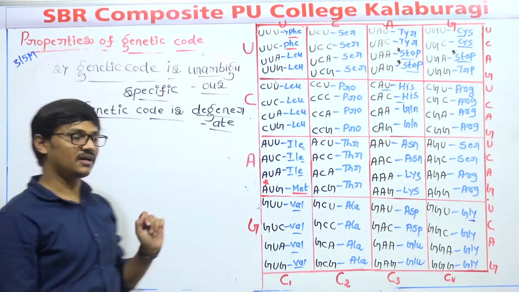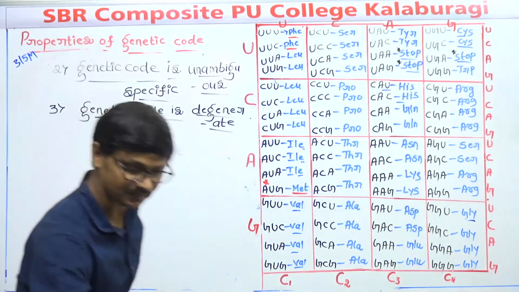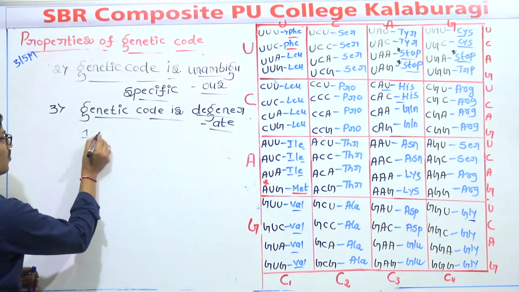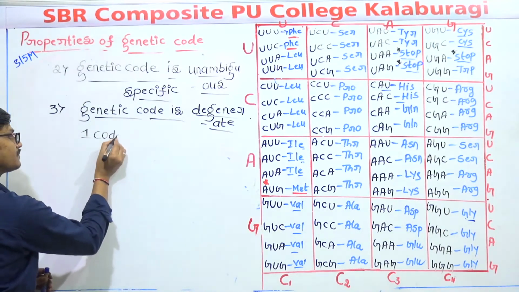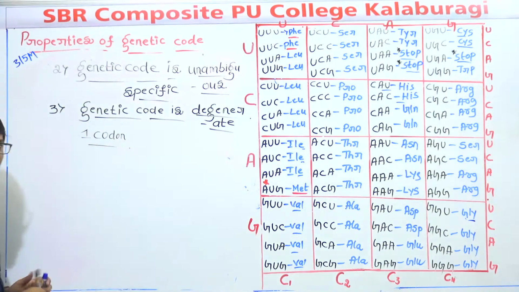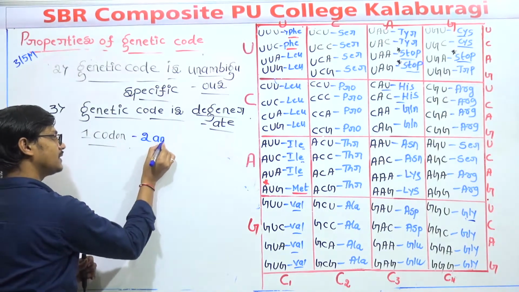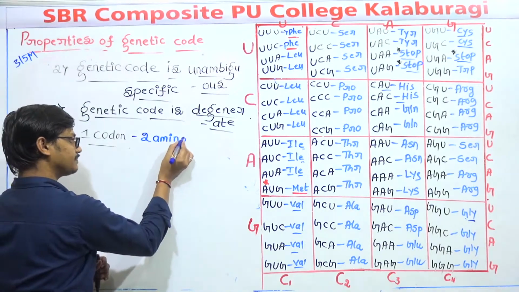Okay, and say for example, there are amino acids which have only one codon. Okay, say there are two amino acids. There are two amino acids.